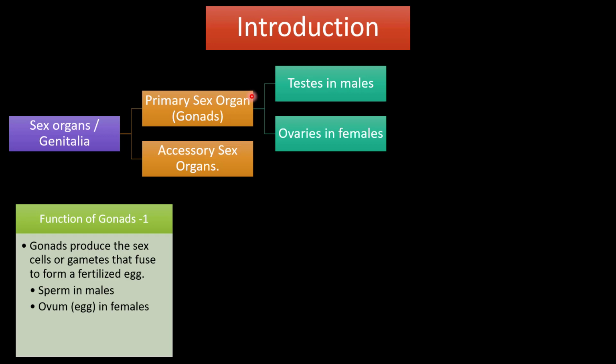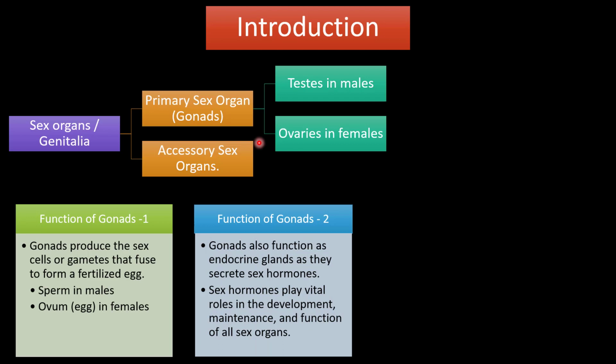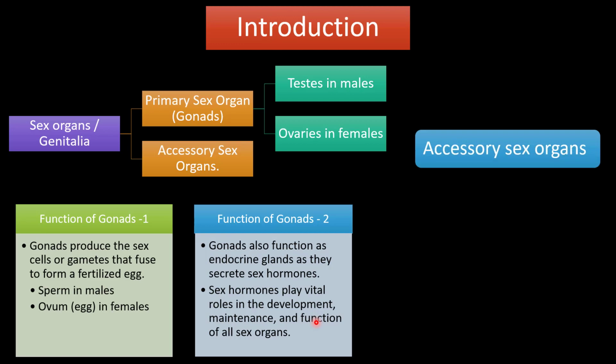The second function of the gonad is that it also functions as an endocrine gland, as they produce certain sex hormones. And these sex hormones play a vital role in the development, maintenance, and function of all the sex organs. Now, what are accessory sex organs? As we said, sex organs in male or female consist of the gonads, that is the primary sex organ, and the accessory sex organ.